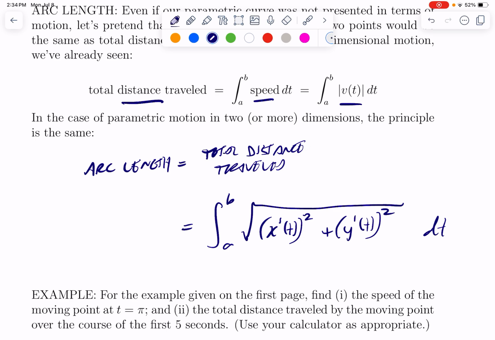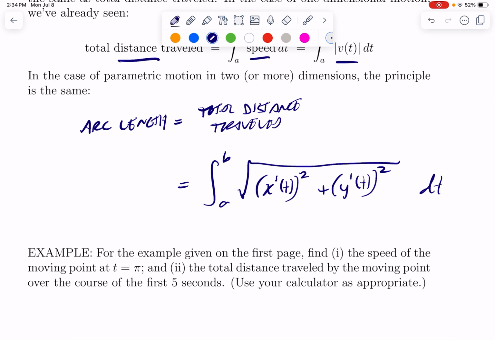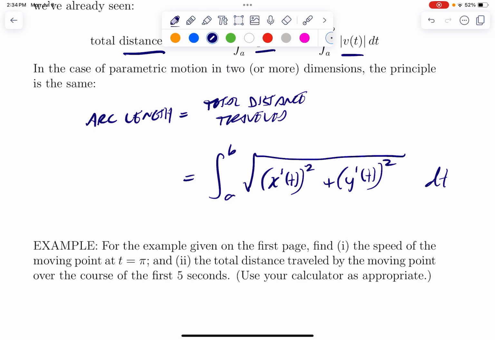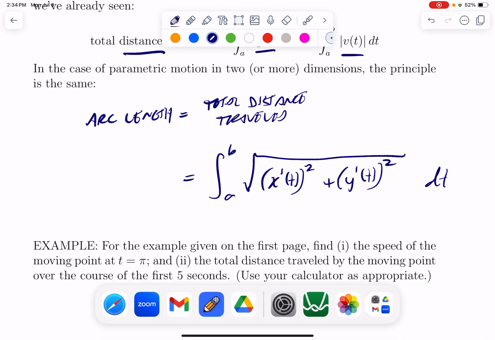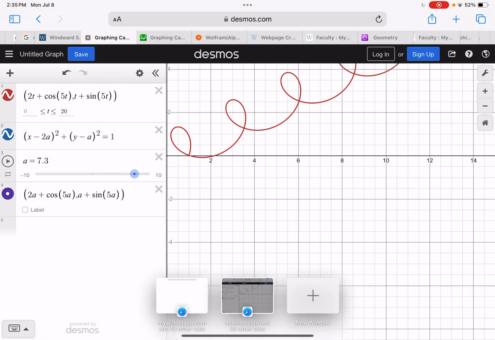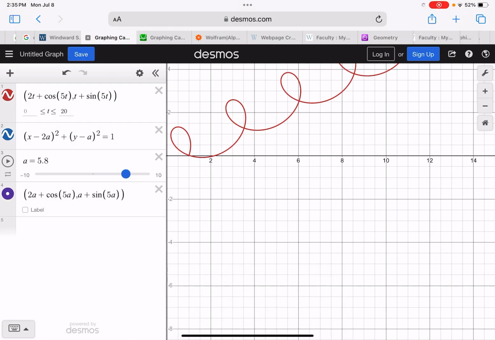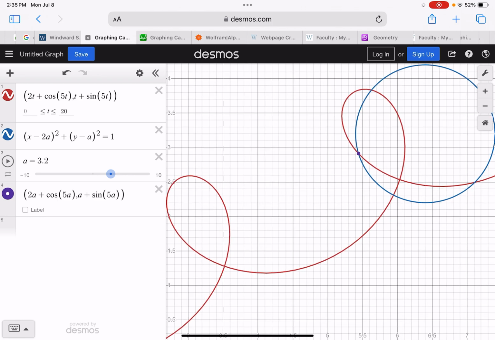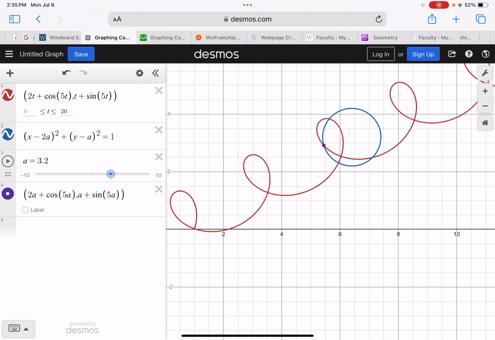So let's do an example. For the example we just did, let's first find the speed of that point when t equals pi, and then find the total distance traveled by the moving point over the course of the first 5 seconds. So just going back to what this looked like, when t equals approximately pi, when we're at that point, how fast is the particle moving?